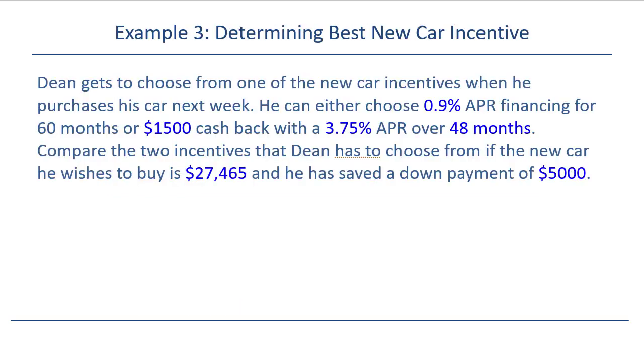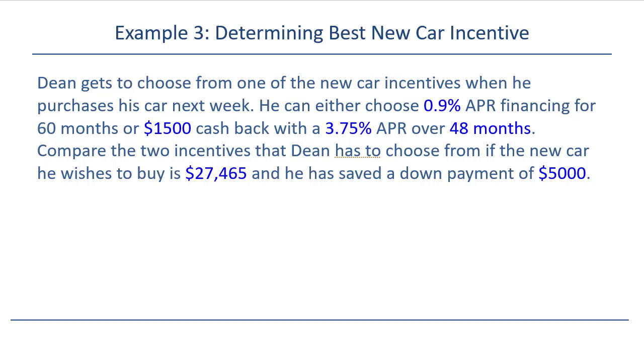Dean gets to choose from one of the new car incentives when he purchases his car next week. He can either choose 0.9% APR financing for 60 months or $1,500 cash back with a 3.75% APR over 48 months. We can compare these two incentives and see which one saves you the most money, right?